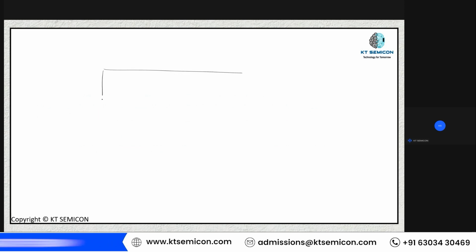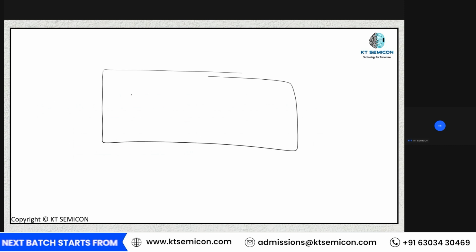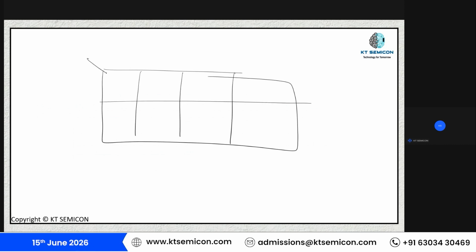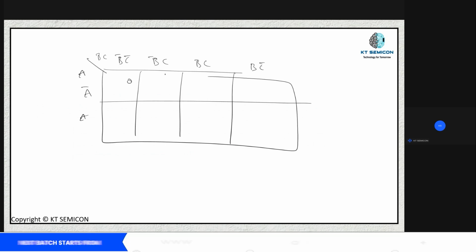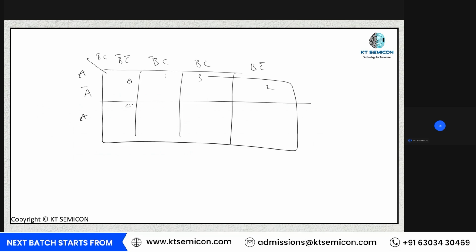Let's say I have a simple K-map like this, and this K-map is going to have the cells. Let's say this is A, B, C, B bar C bar, B bar C, B C, and B C bar, and A bar and A. 0, 1, 3, 2, 4, 5, 7, 6. Okay, now I'm going to have my minterms like this: 1, 1, 1, 1, 1. Now, first of all, let us plot the prime implicants.